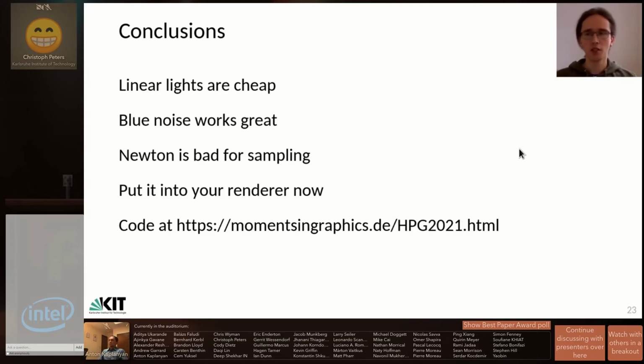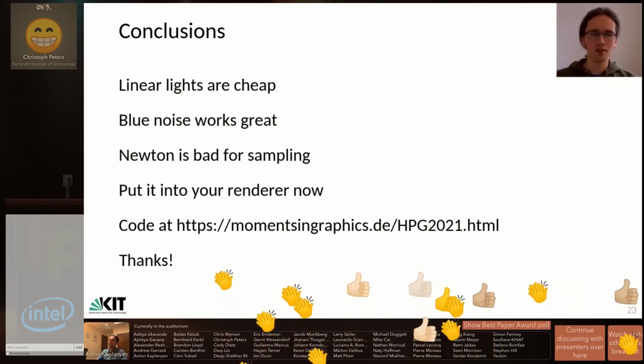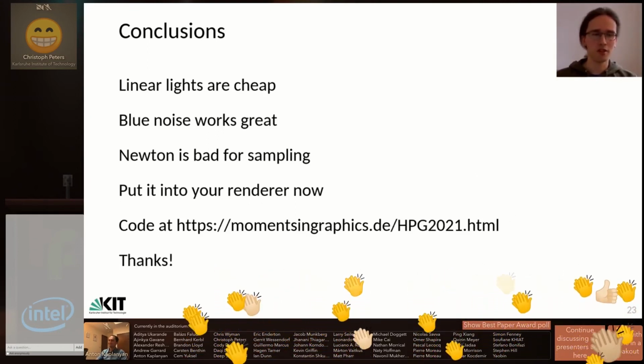And finally, I want to point out that I have published complete source code of my renderer, so I hope you will all pick this up and put it into your renderers to get some nice linear light shading. With that, I'm at the end. Thank you for your attention, and I'm looking forward to your questions.